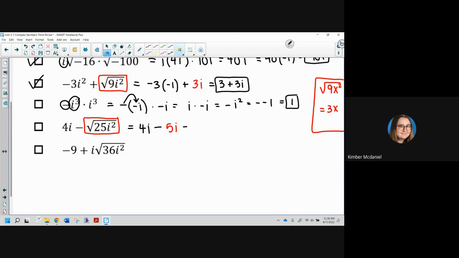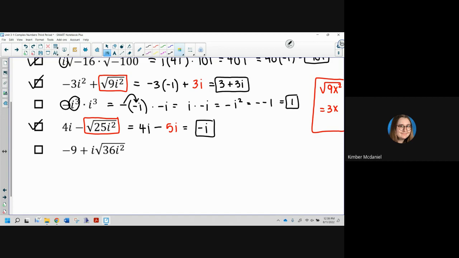Now, thinking back to what we just did in that last problem where we ended up with 3 minus i, we need to combine like terms. So what is 4i minus 5i? What's that going to equal? Negative i. Or you can put negative 1i, just know those are the same thing, but we get negative i. Good. Real or non-real? Non-real.